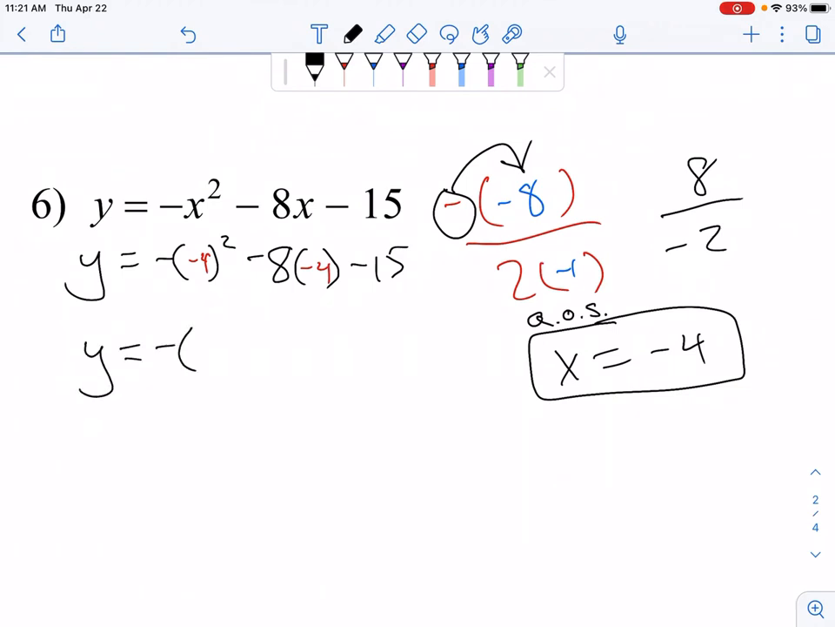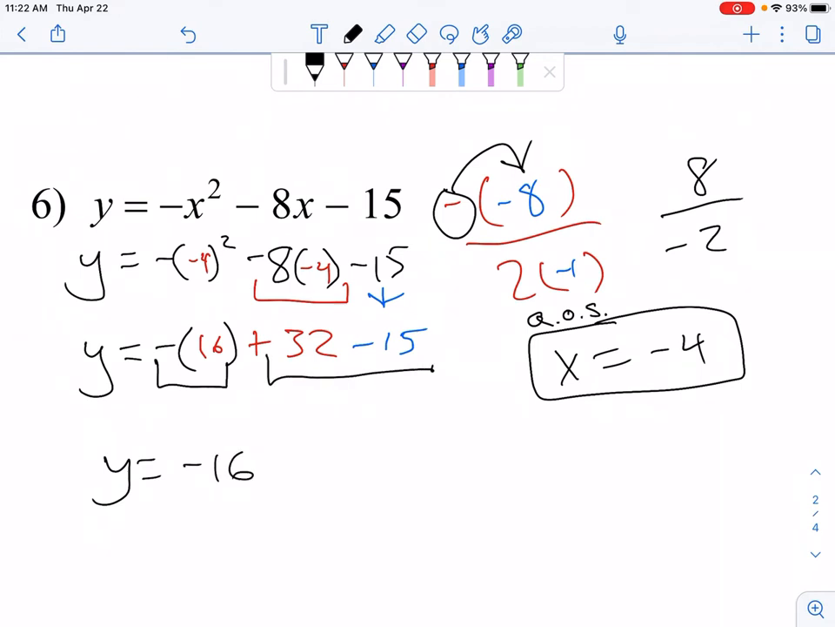So this negative and parentheses are going to stay, and I'm going to work out negative 4 to the second power, which is 16. I'll write that in red. And then negative 8 times negative 4 is positive 32. And then negative 15 comes down still. I'm going to apply this negative to the 16, so y equals negative 16. And let's put these together, and this would leave us with positive 17. And when we put those together, y equals 1.